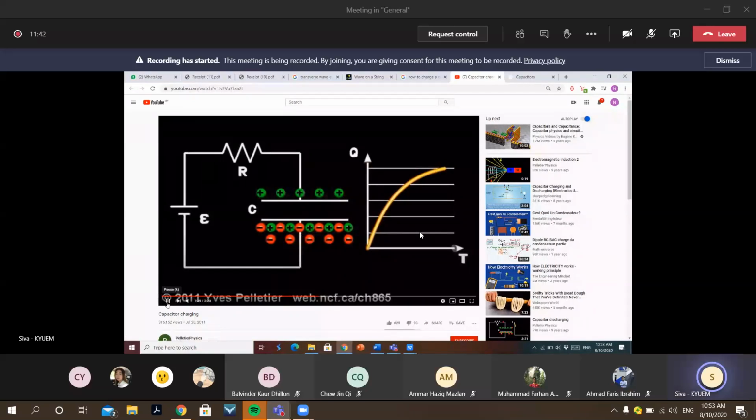Okay, this is neutral. 1 plus, 1 minus, 1 plus, 1 minus. Plus and minus, so there's no net charge here. Same goes to here, there's no net charge. So the net charge on the top plate and the net charge on the bottom plate are 0. Therefore there is no potential difference, so the capacitor is not charged. It doesn't store any energy.